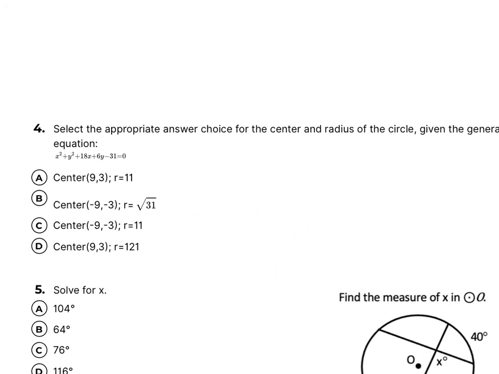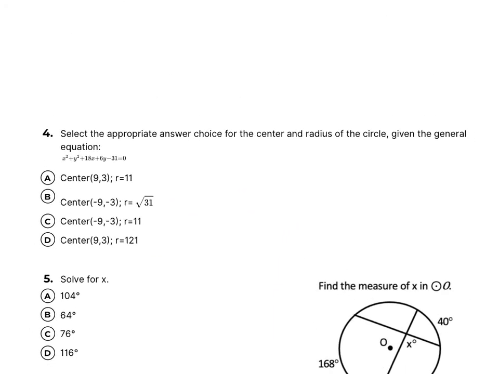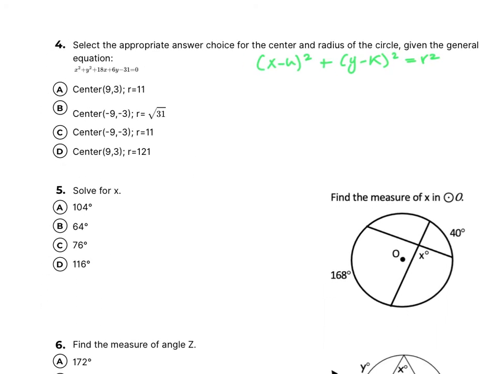Let's move on to number 4. You're given an equation and you're supposed to write the equation in the form of x minus h squared plus y minus k squared is equal to r squared. The first thing you need to do is get the x's together. So x squared plus 18x plus something to make it a perfect square, and then y squared plus 6y plus something, and then move the negative 31 to the other side by adding it.